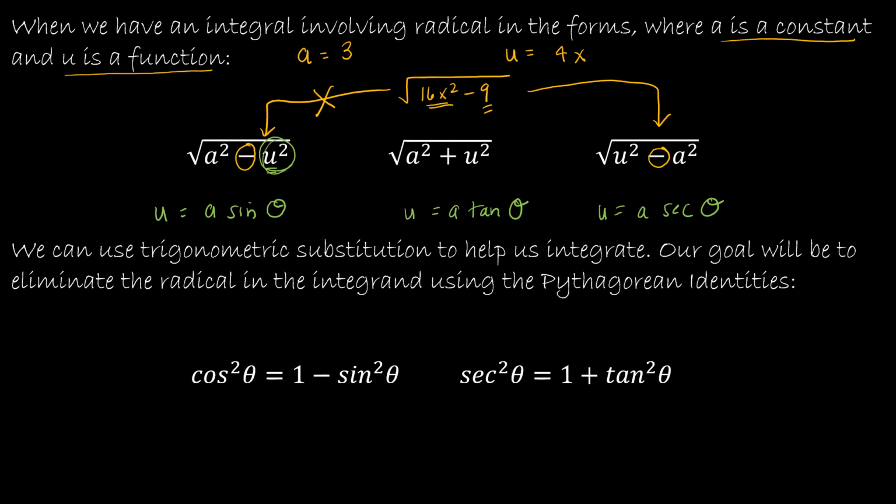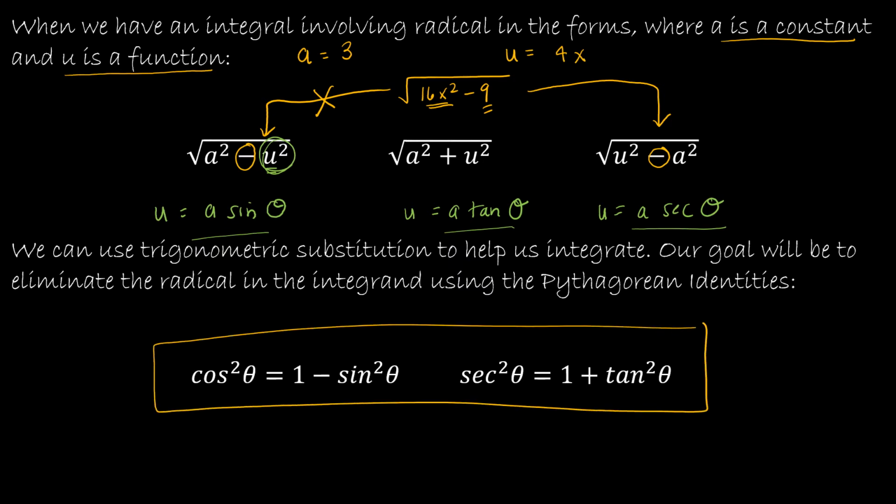The other thing to keep in mind is that when we're dealing with all of these things, we're going to end up using our Pythagorean identities often. And so keep in mind that I've written them in one way: cosine squared theta equals 1 minus sine squared theta. It could just as easily be sine squared theta equals 1 minus cosine squared theta. And I've written secant squared theta equals 1 plus tangent squared theta. I could say tangent squared theta is equal to secant squared theta minus 1. So any of those are okay for us to use for substitution.